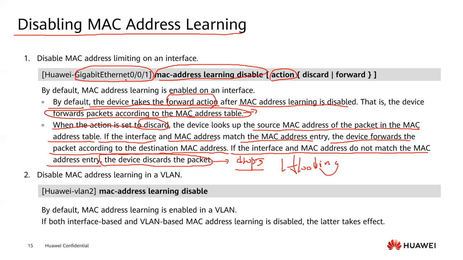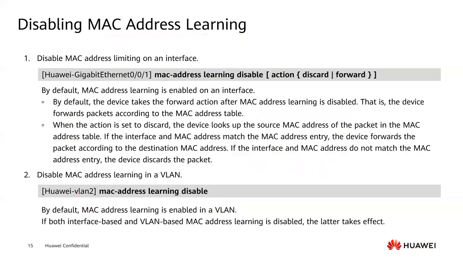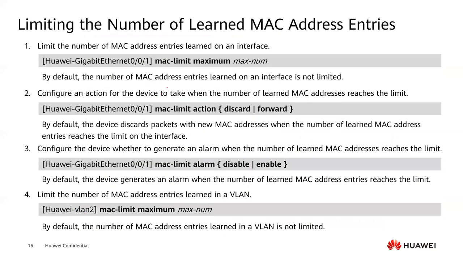You can also disable MAC address learning. By default it is not on the interface basis; you can do it on the VLAN basis. It means that in the VLAN view, you can disable MAC address learning. And then, how to limit the number of MAC address entries.